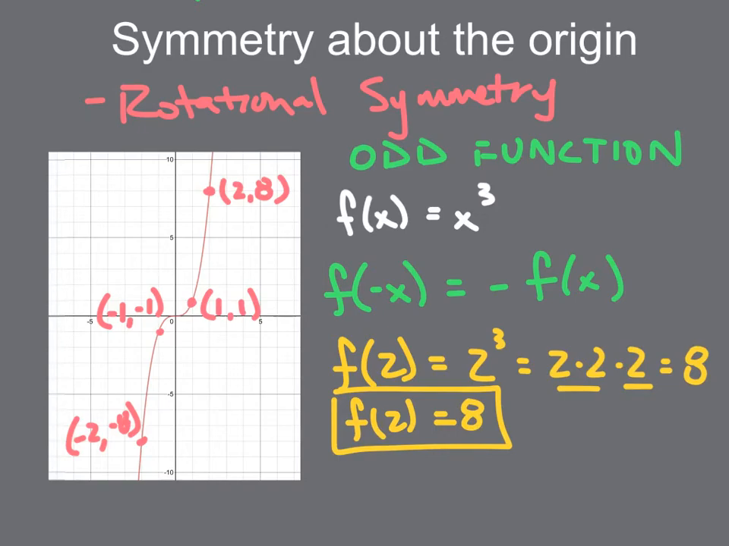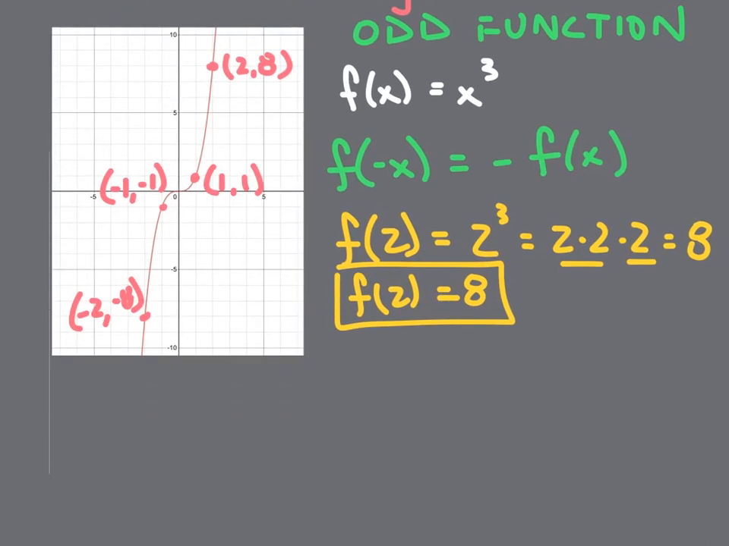Now, the thing about an odd function is that let's plug in our opposite value. Let's plug in f of negative 2 and see what happens. So f of negative 2, we still just plug that into our function, x cubed. So we're going to take negative 2 and cube that. That's negative 2 times negative 2 times negative 2. Now, negative 2 times negative 2 gives us positive 4. Positive 4 times another negative 2 gives us a negative 8. So f of negative 2 gives us a negative 8.